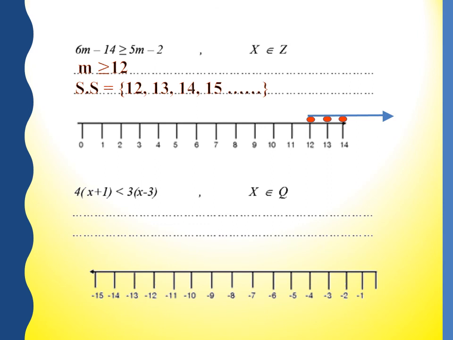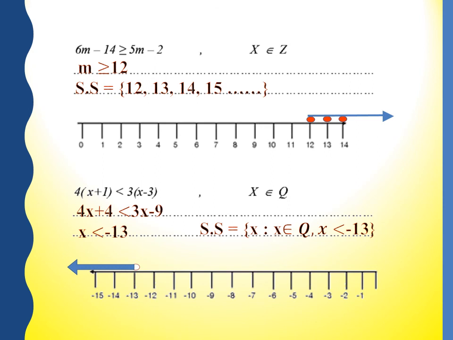Next, here let's break brackets. 4x plus 4 smaller than 3x minus 9. Here collect like terms, then x smaller than negative 13. To write the solution set in the set of rational numbers, represent it by the descriptive method. Solution set equals x such that x belongs to Q and x is smaller than negative 13. And to represent it, put an open circle in negative 13 and cover all this space to reach negative infinity.